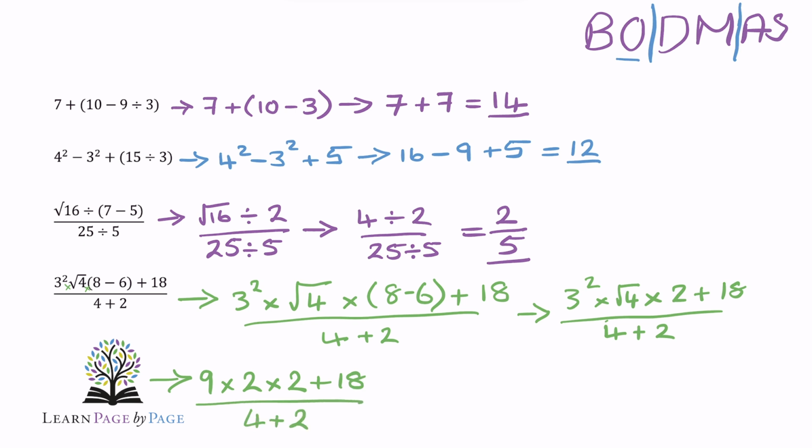And now we should be able to go on. 9 times 2 is 18, times another 2 is 36, plus 18 is 54, and then 4 plus 2, that's 6. And that will go on to equal 9. And there's your final answer.